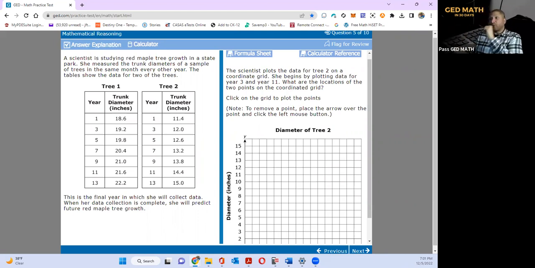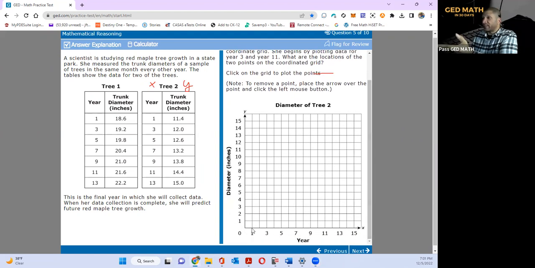All right, so let's look at this. First of all, read the question first. The scientist plots the data for tree 2 on a coordinate grid. So first of all, you're identifying what's given. They gave me information about tree 1 and tree 2. I'm only looking at tree 2. Plot on the coordinate grid means I need an X and a Y. What are the locations of the 2 points on the coordinate grid? This is my X, this is my Y. So all you're doing is going to this graph and saying X is 1, Y is 11.4.